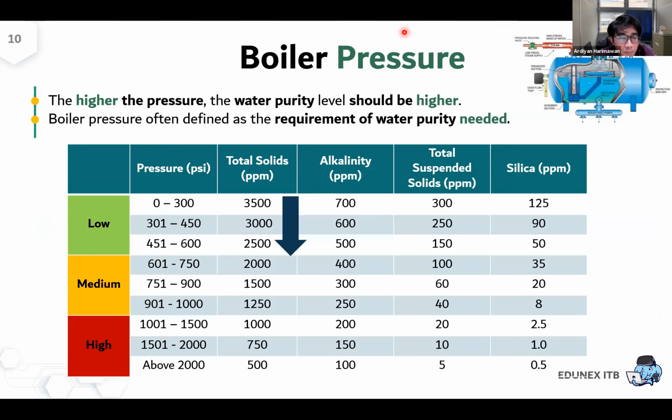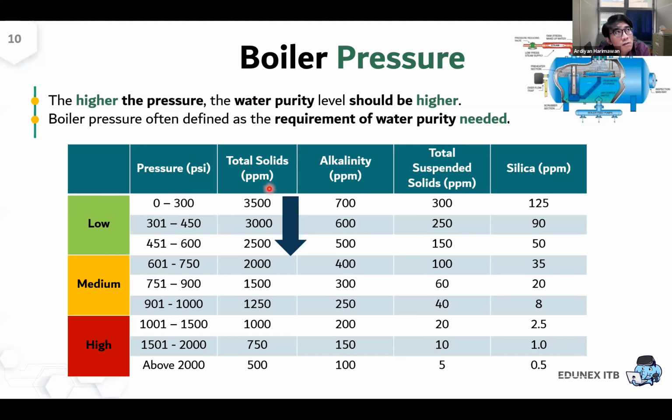For example, this is for the boiler, steam for the boiler. Basically, in general, we have three types of boiler, which are low pressure, medium pressure, and high pressure, depending on the pressure. So for each type of boiler, the characteristics of the water requirement will be different. In general, the higher the pressure, the higher the water purity should be. You can see that for the total solid, for example, for low pressure, you can have a total solid until, this is the maximum, right?